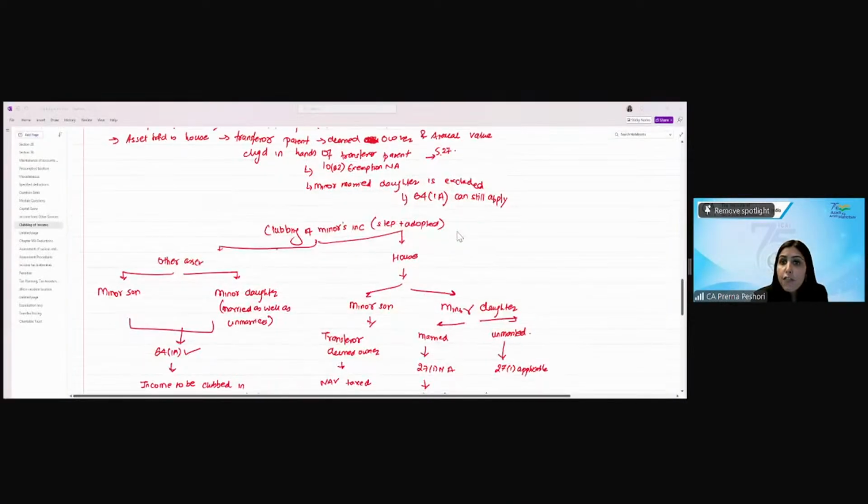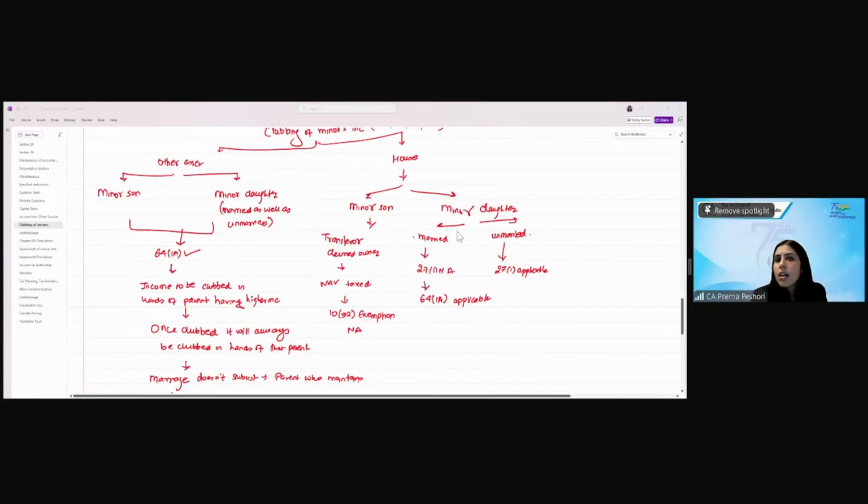So as I said, if it is a married daughter, 27(1) is not applicable, even if she is minor or major. But in the case of a minor daughter who is married, 64(1)(a) will get applied. Here the daughter is not minor. She is a married daughter. It's not written she is minor. So even 64(1)(a) will not be applicable. Are we clear now? Did you understand where you went wrong? Yes, okay, clear.